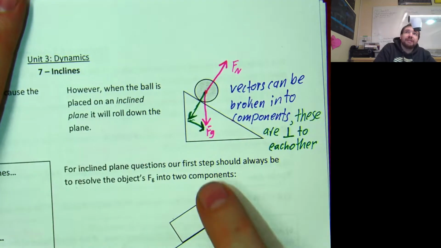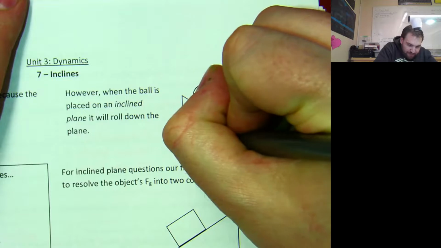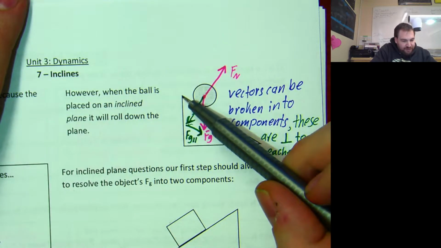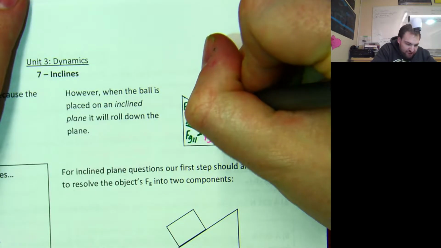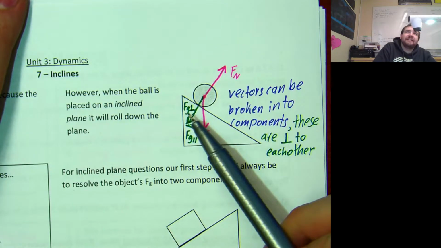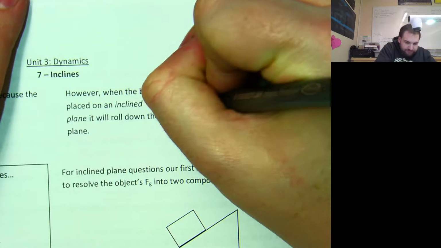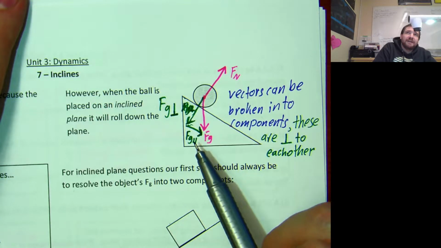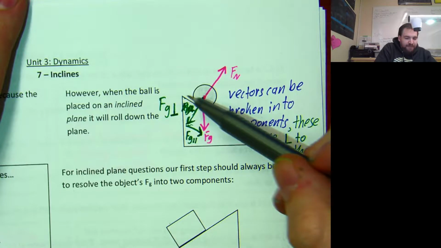So what we're going to do here is label these guys. This guy down here at the bottom, I'm going to call FG parallel, because this component of gravity is parallel to the surface I'm on. And I'm going to call this guy here FG perpendicular, because this piece of gravity is acting perpendicular to the surface I'm on.